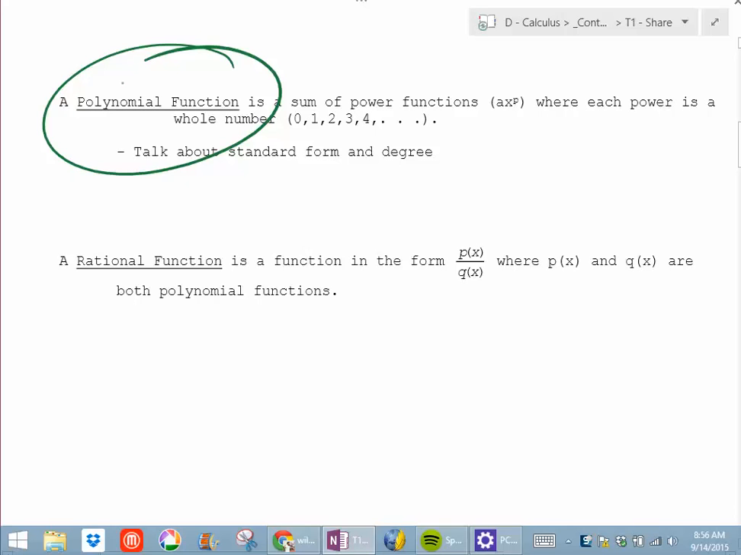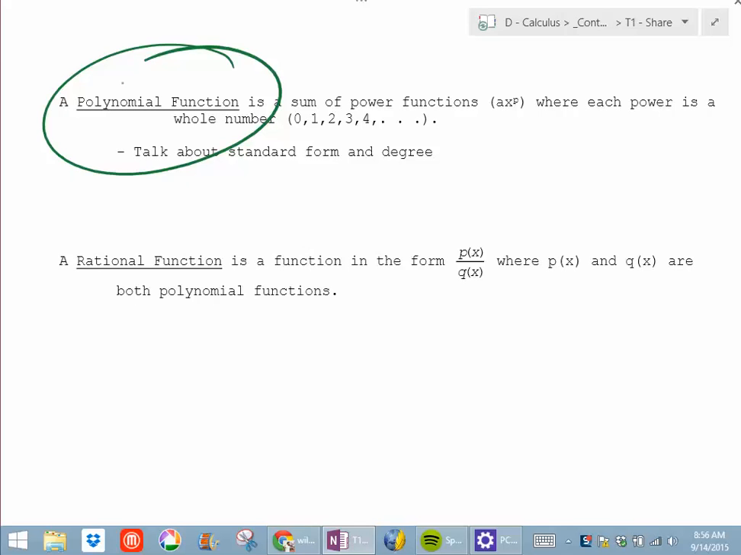How many people have seen one of those before? A polynomial function. Oh, come on. You're in calculus. You've seen it before. I'll ask again. How many people have seen a polynomial function before? I'm going to ask one more time. How many people have seen a, there we go. Have you seen a function before?